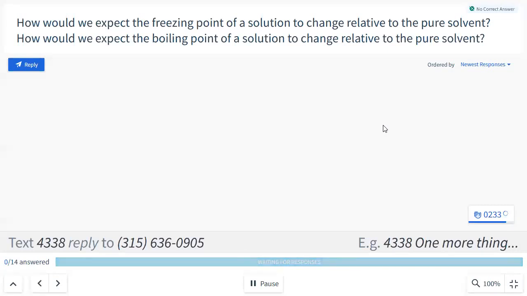So take them in pieces. How do I expect that freezing point to change? Is it going to get lower? Is it going to get higher? Or does the sodium chloride in solution not make a difference? Same thing with the boiling point. Does the boiling point go higher, lower, or no change?